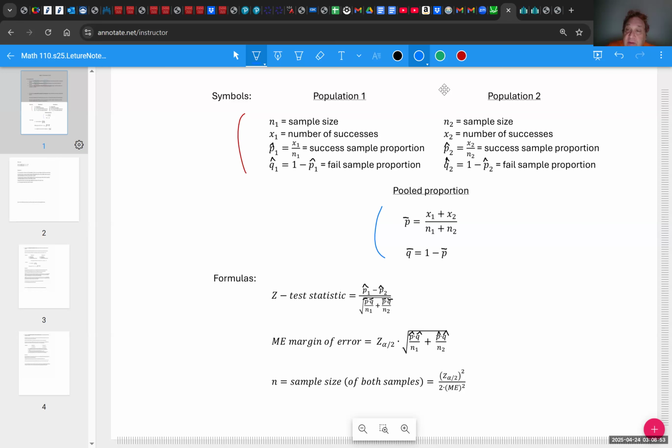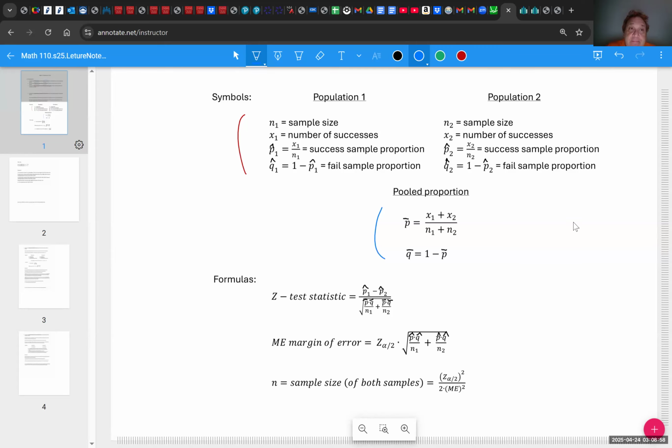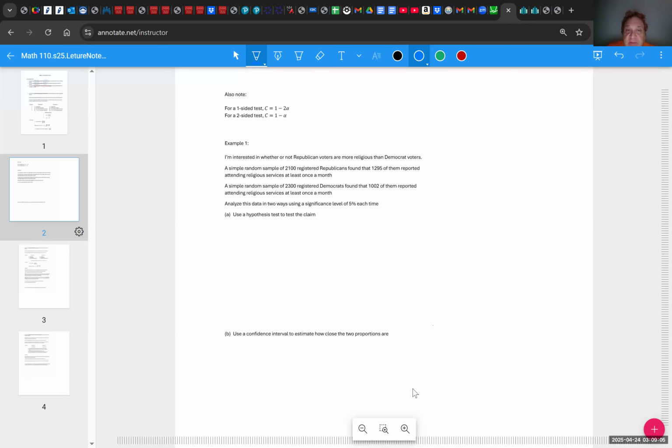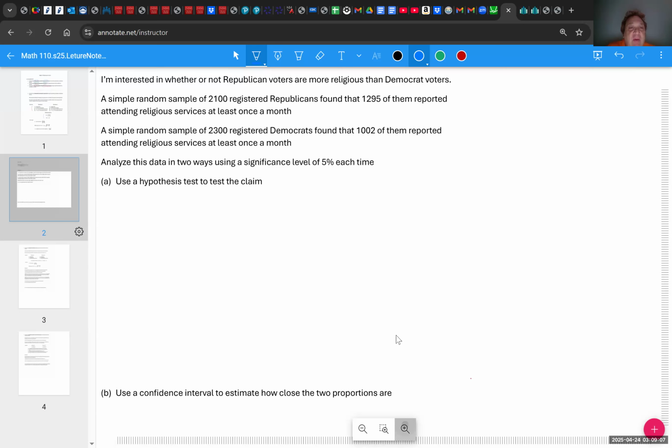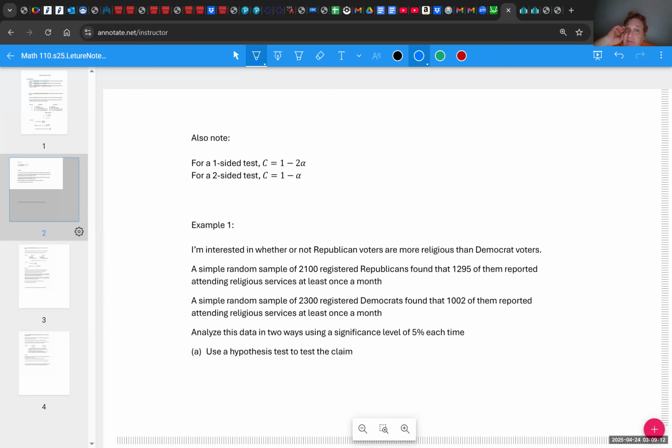So those are the formulas for the two population proportion comparisons. One more thing I'll remind you about, which is very, very small, is that for confidence intervals, if we're doing a one-sided test, our confidence level is 1 minus twice the significance level, 1 minus 2 alpha. But if we're using a two-sided test, it's just 1 minus alpha. All right, we'll see that in some examples as we go forward.